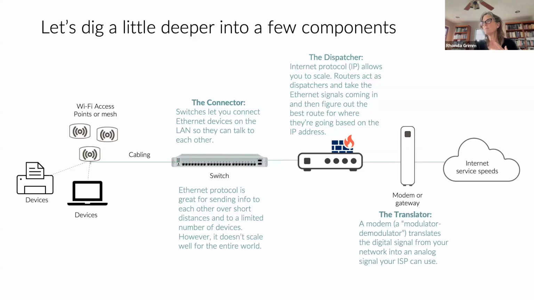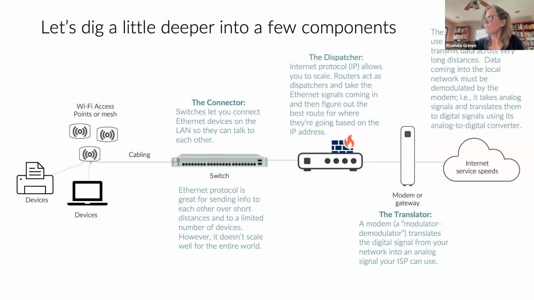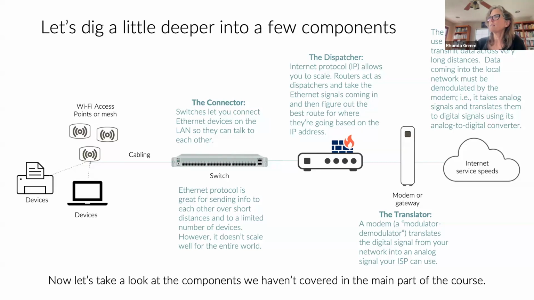Then you've got the modem. The modem is really like a translator. The modem is short for modulator or demodulator. It translates the digital signal from your network into an analog signal that your ISP can use, because analog signals can go far and wide, and they're very, very scalable. The reverse is true too. You're receiving something from the internet on an analog signal. The modem has to translate that, demodulate that, so that it can then go back and talk to everything on the network. So that's just digging a little bit more into those components.